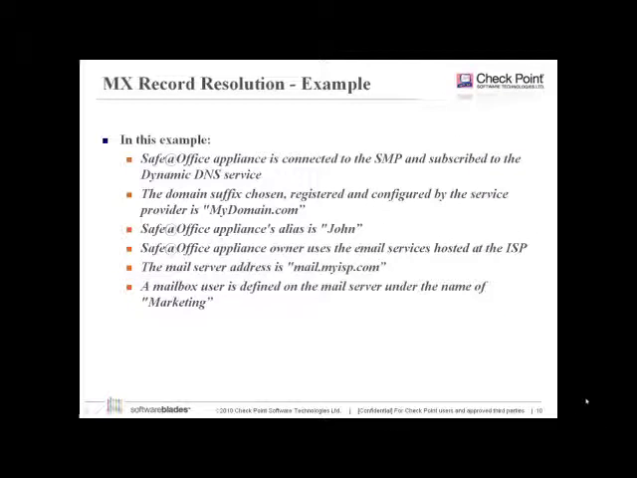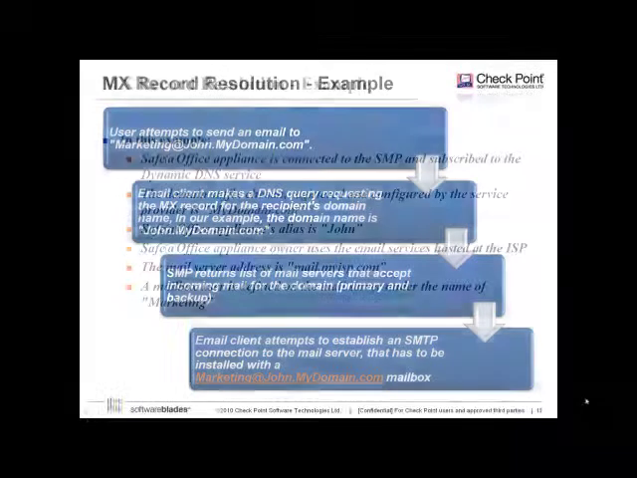MX record resolution example. In this example, a safe-at-office appliance is connected to the SMP and subscribed to the dynamic DNS service. The domain suffix chosen, registered, and configured by the service provider is mydomain.com. The safe-at-office appliance alias is John. The appliance owner uses the email service hosted at the ISP. The mail server address is mail.myisp.com. A mailbox user is defined on the mail server under the name of marketing.